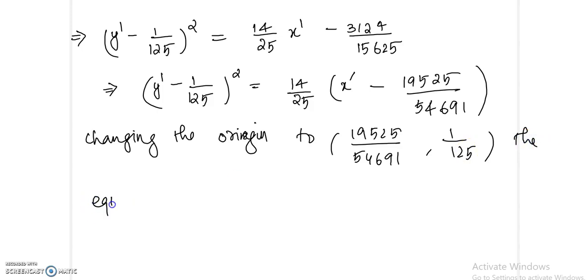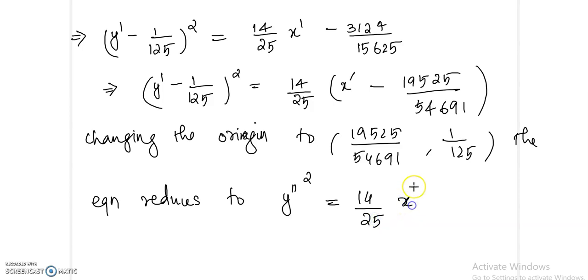The equation reduces to, so we will get y double dash, which is a transformation, a variable change. So y double dash square equal to 14 by 25 x dash. So this is the required canonical form. So this is the canonical form. So that is how we find the canonical form in the case of parabola.